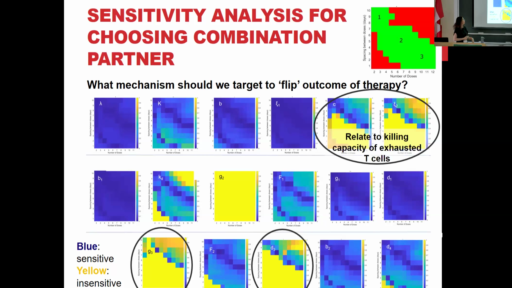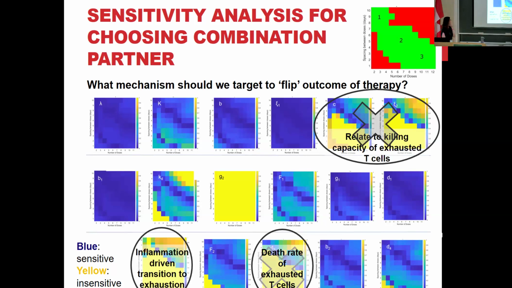So then let's look at what these parameters are. The 2 in the upper right-hand corner relate to the killing capacity of the exhausted T cells. There's no reason we think we can target this, so we're going to move on from that. Then in the bottom right, this parameter relates to the death rate of exhausted T cells, not necessarily something we can extend. So we move to this parameter. This parameter is the rate that inflammation drives the transition to exhaustion. Now, even if we can't control the rate, you can control inflammation. So what this is indicating, somewhat counterintuitively, is that you want to actually bring down inflammation if you want to improve the efficacy of immune checkpoint inhibitors.